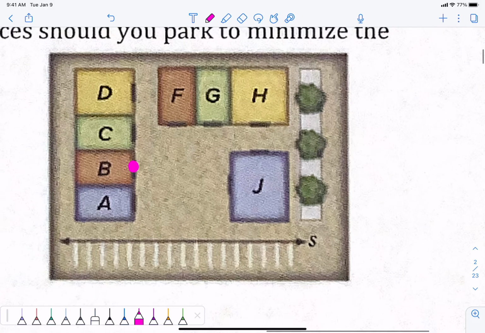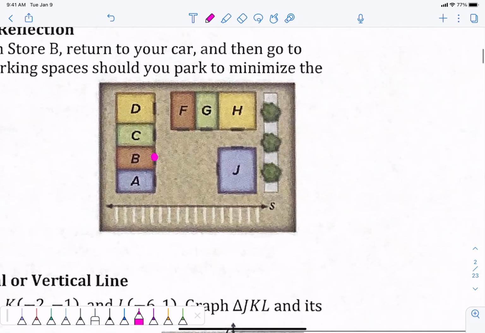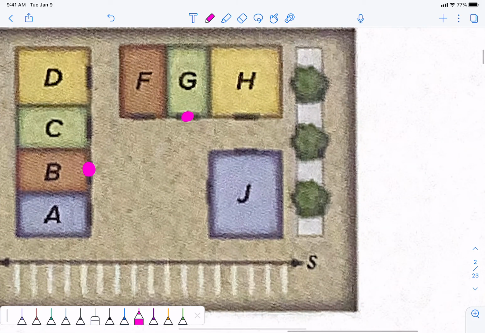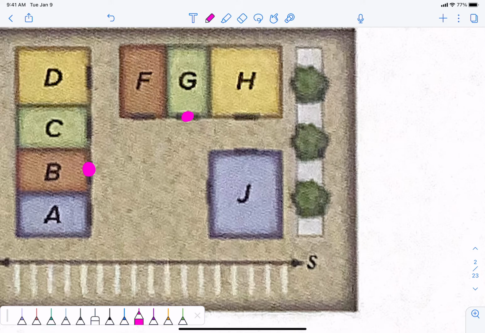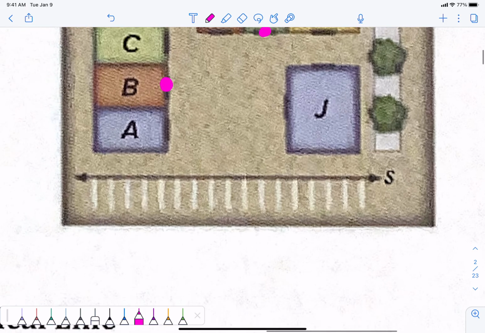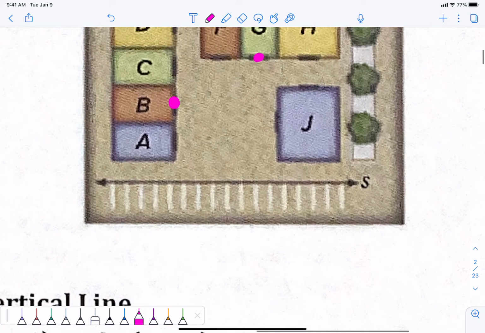And then they also want us to stop in store G. So we're going to stop in store G. And we can park anywhere along here. But if I'm going to B, then going to my car, then going to G, where do I want to park? Like if I park right here, I'll be really close to B, but I'll have a long ways to travel to get to G. So which way is the shortest distance? And here's how this works. What we're going to do is take your note card again, and just like we did before, we're going to transfer D down to here.